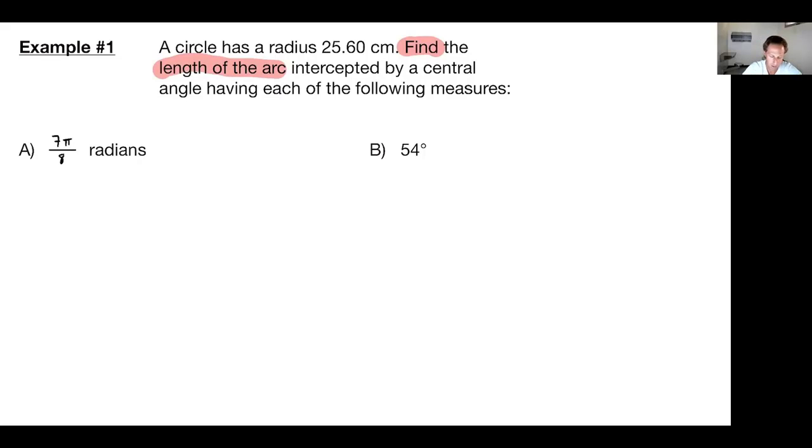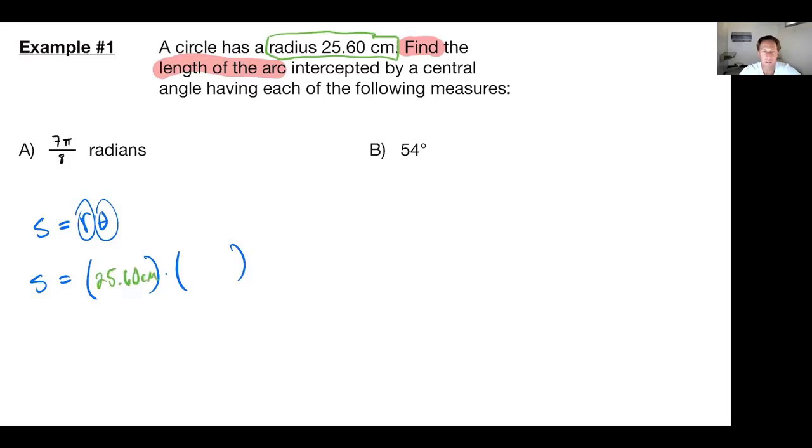So we need to know that that is this formula, S equals r theta, which means in order to find that, all we need to know is our r and our theta. And they flat out told us that our r is 25.60 centimeters. And why do you think they put 60? Sig figs again. So yeah, we're probably going to give them 4 significant figures unless they say otherwise.